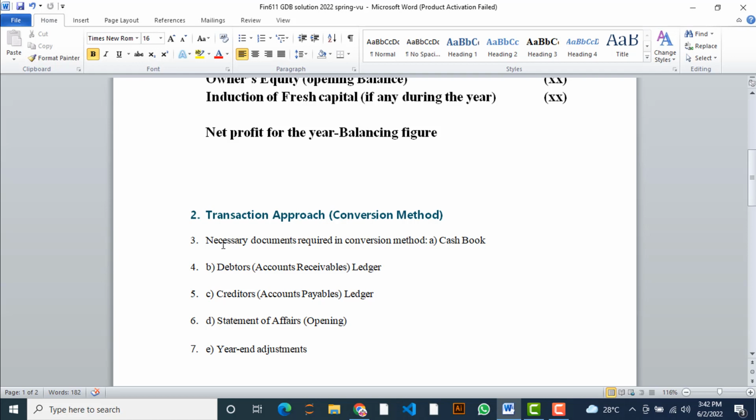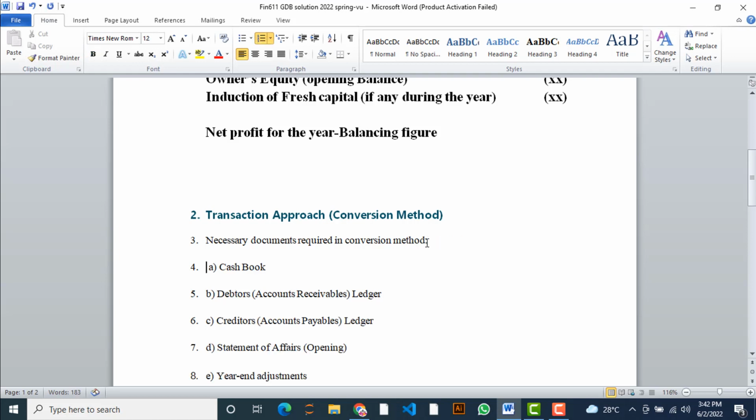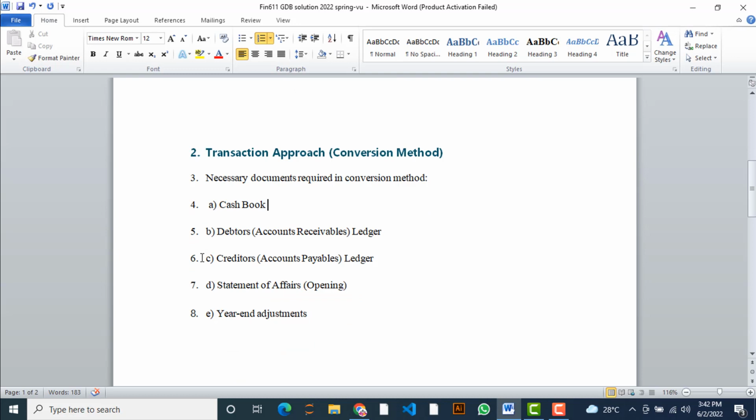So the necessary documents required in the conversion method are a cash book. Sorry, this numbering is automatically adjusted as per this number. So you assign this as per your own style.